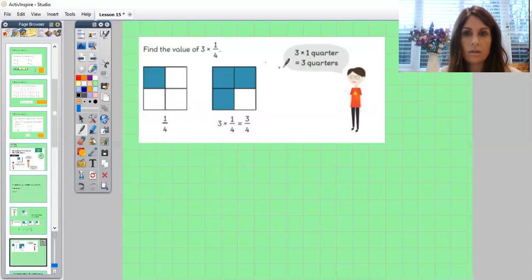Okay, so this is what we've actually done. We've had a quarter, and we've done 3 times a quarter. 3 lots of a quarter equals 3/4. Now, if we have a little look at that here, 3 times 1/4.